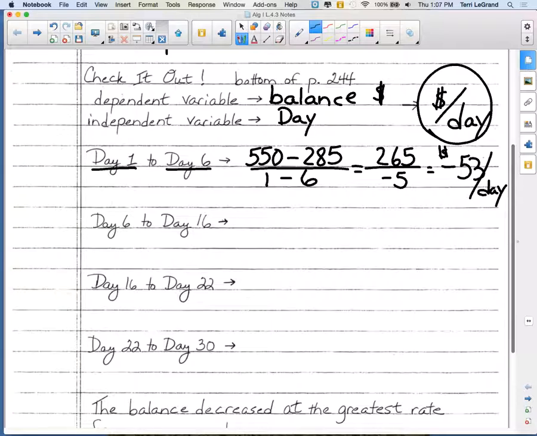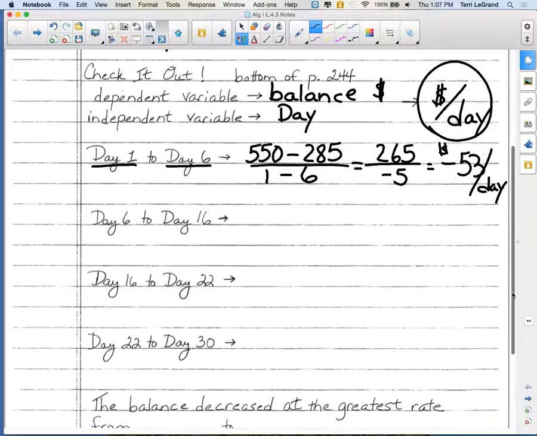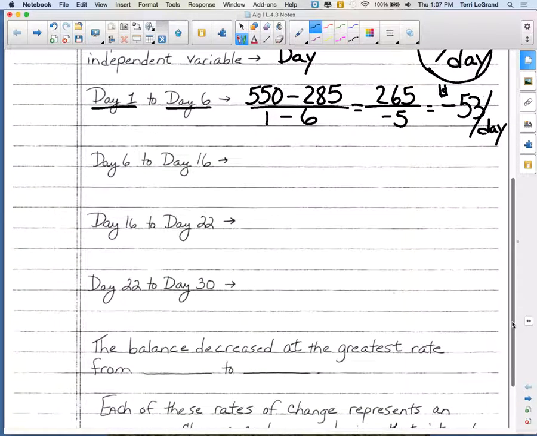Yeah, when it lost $53 a day, it went down $53 a day. They spent $53 a day, took it out of there. Now, that does not mean that actually happened every single day, because if we knew what the bank balance was on day 2, day 3, day 4, and day 5, it might not be exactly $53 down every day. This is an average over that time frame. On an average, it went down $53 a day over that interval, because not all the intervals are necessarily the same length. Okay, now let's go do the next interval, day 6 to day 16.